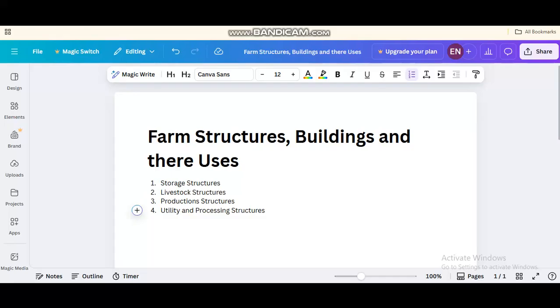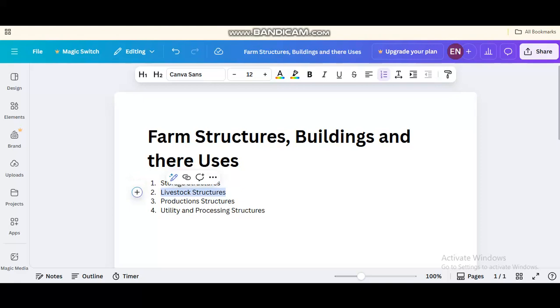Now, we are going to be talking about some common farm structures and their uses, but I have gone ahead to subdivide them into four categories. We are going to be talking about storage structures, livestock structures, production structures, and also utility and processing structures. So let's talk about storage structures.